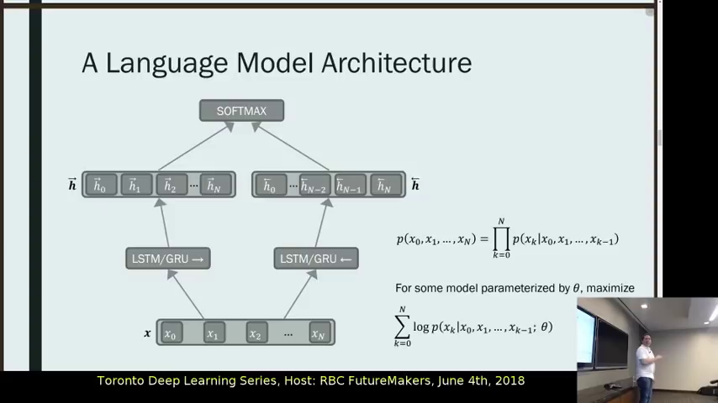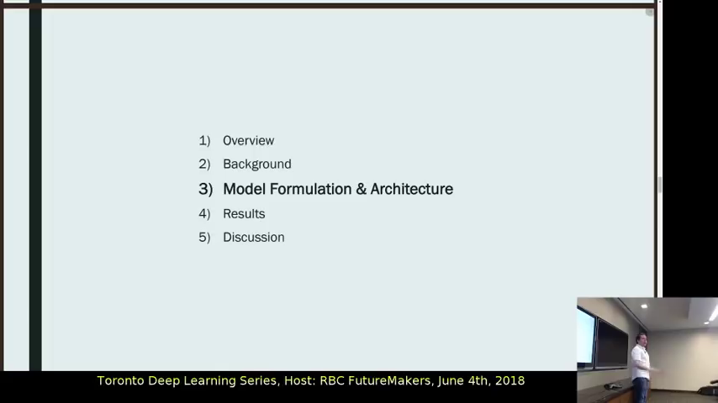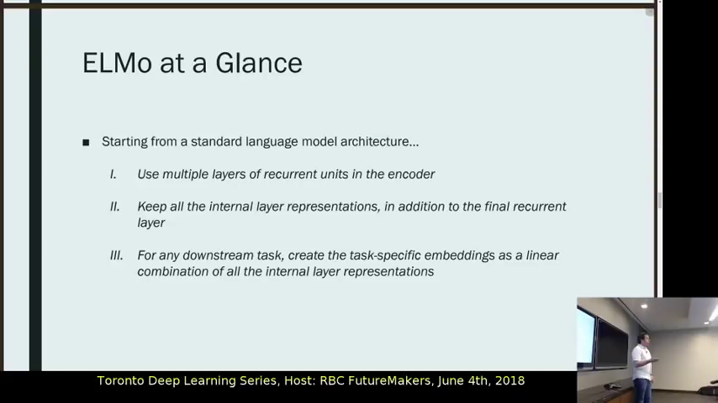All right. Let's talk about the model at hand. That was just background to bring us to sort of the same page. Now we're going to talk about ELMo, which I think is a great name for a model. We're going to start from that standard language model architecture we just talked about, and we're going to incorporate three ideas. One, use multiple layers of recurrent units. So rather than just a single recurrent layer, we're going to use 2 or 3 or 10 or 100, whatever is appropriate for the problem. Second, we're going to keep all of the internal layer representations, not only the last one. And third, for any downstream task, I'm going to create a task-specific fixed length embedding as a linear combination of all those internal representations. This is the part about tuning it for the task at hand.